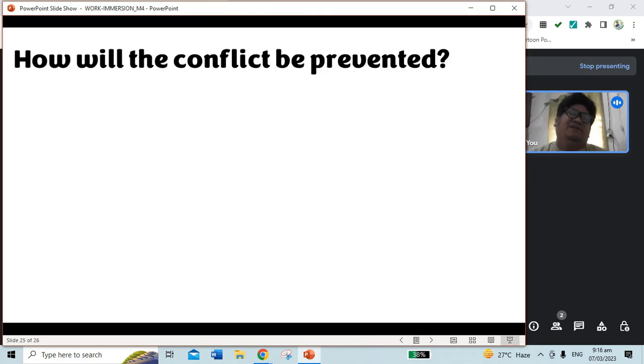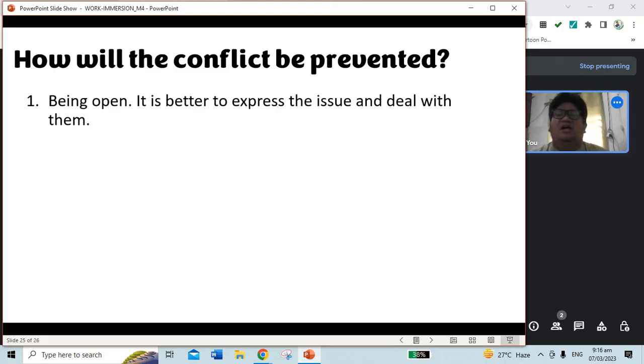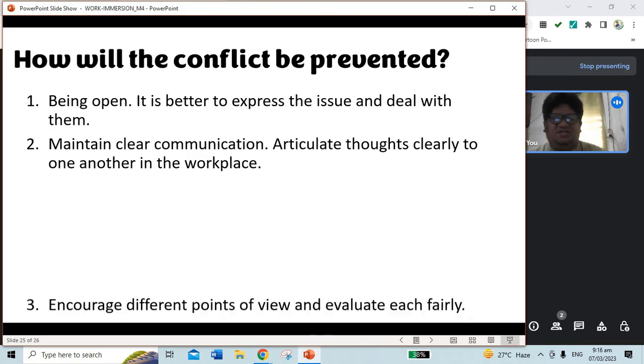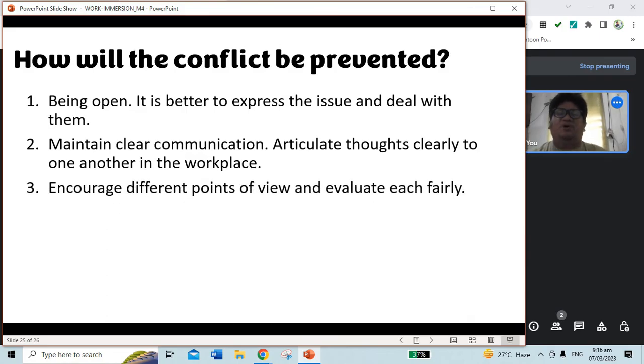How will the conflict be prevented? Paano maiiwasan yung conflict sa loob ng trabaho? Being open. It's better to express the issue and deal with them. 2. Maintain clear communication. Articulate thoughts clearly to one another in the workplace. So, dapat open ang communication. Encourage different points of view and evaluate each fairly. Kung ikaw naman yung boss, wag mo mamasamain yung mga sinasabi ng mga empleyado.